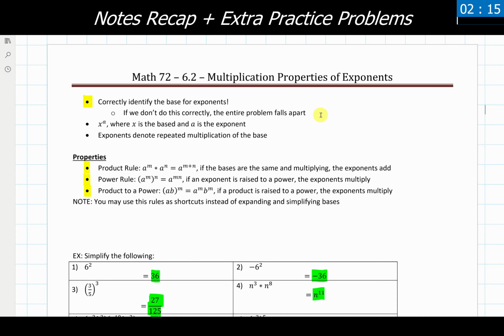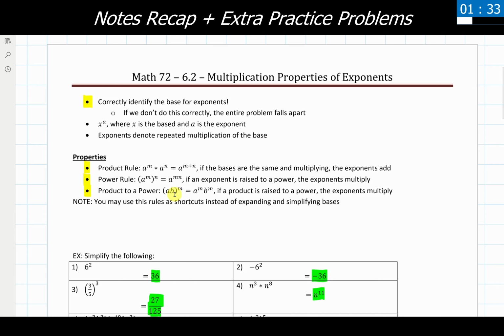As a recap of the material that we covered here today, we were working with multiplication properties with exponents. And we're focusing specifically on making sure that we are correctly identifying the base of exponents before we go through and do different operations. We had three main properties that we covered in the video. We had the product rule for when we are multiplying bases together. We had the power rule for when we have an exponent inside of parentheses being raised to a power. And then we had the product to a power, where I have two things that are multiplying together being raised to the m power or some exponent power there.